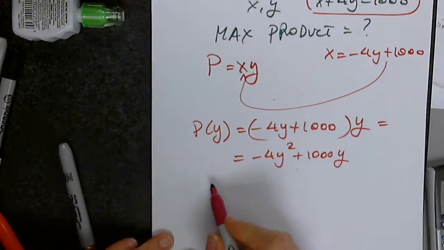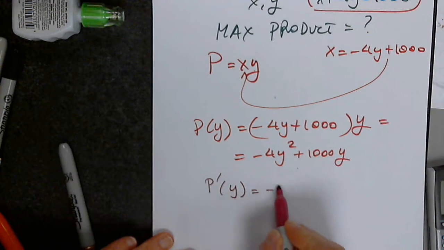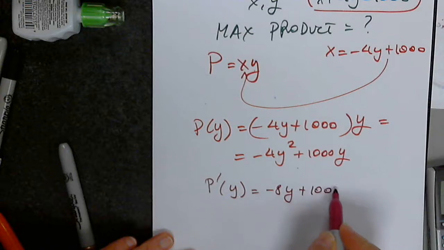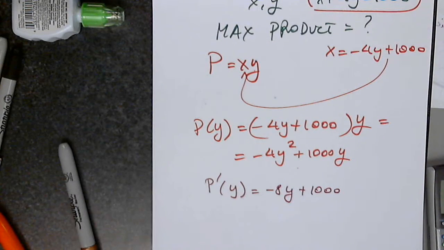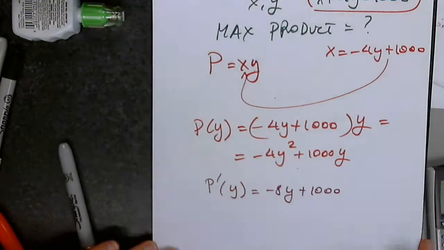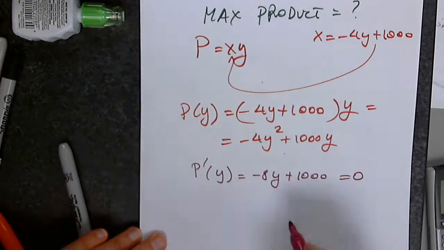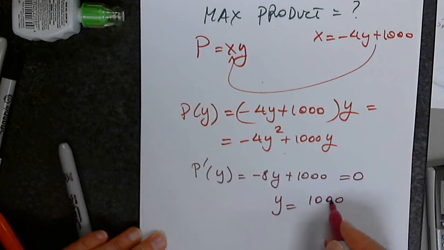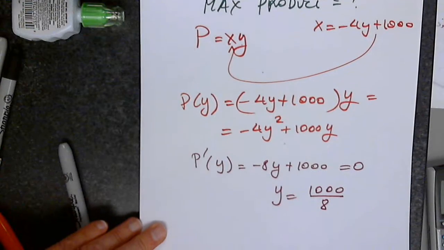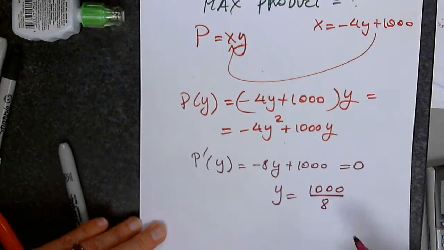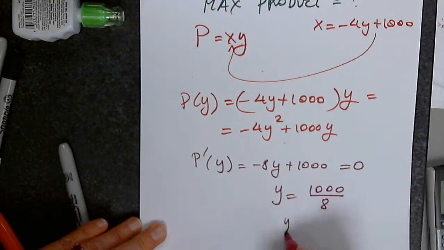Differentiate. Oh, of course. So find p prime of y, which is negative 8y plus 1,000. Okay, I have p prime. Now what do I do with it? No, because I'm not yet. I have to find the critical number first. I have to set it equal to 0. So I get y equals 1,000 divided by 8, which is what, 125?